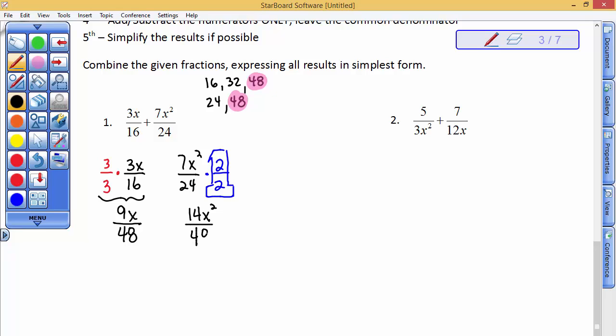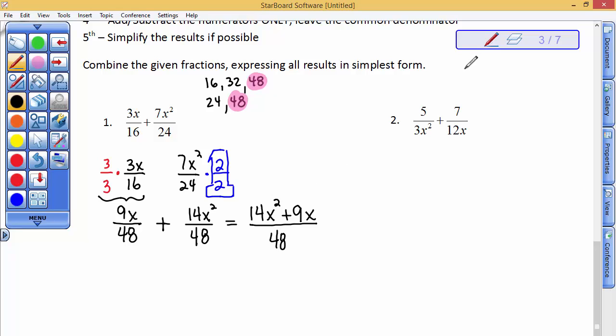I'm ready to add them because they have a common denominator. So I'm going to put the 14x squared first and then the 9x over the common denominator of 48. And while this has a common factor of x, I could factor out of it in hopes of simplifying. There are no x's downstairs to simplify with, so I'm not going to bother. And the 14 and the 9 don't have any common factors.